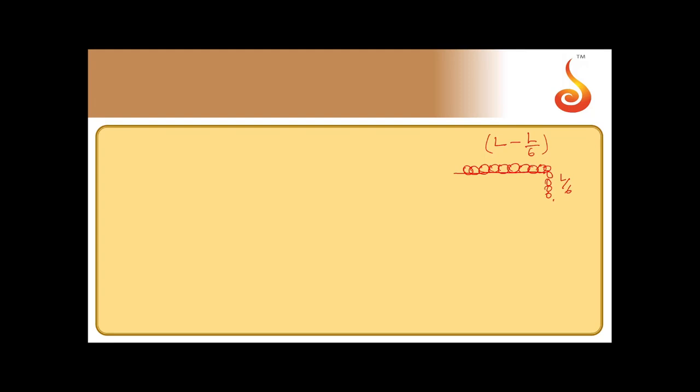So, here if m is the mass of the chain, then the weight to be lifted is for this portion only, that is of the length L by 6. If total length is L and total mass is m, then mass of L by 6 is m by 6. So, total weight to be lifted is mg by 6.